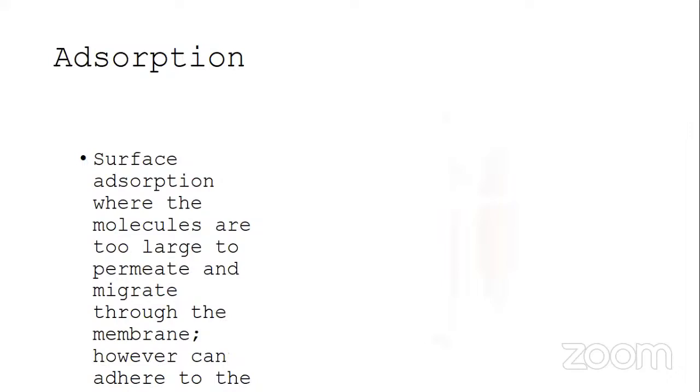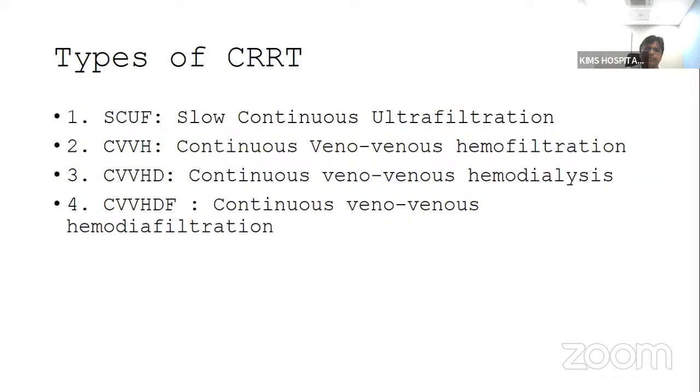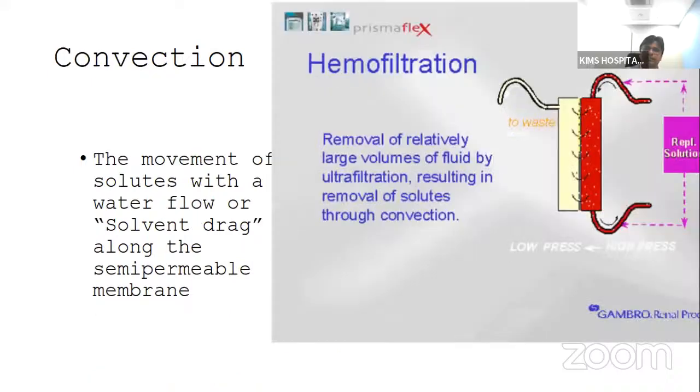So the next and final principle is absorption. For surface absorption, if there are large molecules which are not able to permeate or migrate through the membrane, there are pores which help in the absorption of middle to large molecules in the filter. So basically CRRT works on these four principles: diffusion, convection, absorption, as well as ultrafiltration.